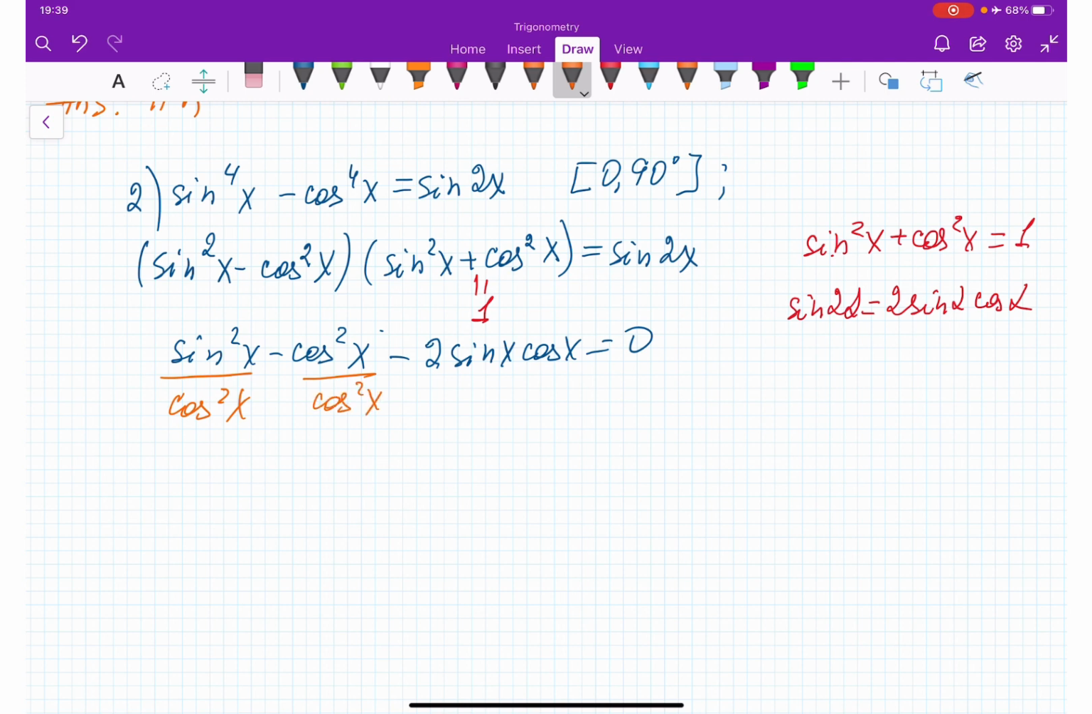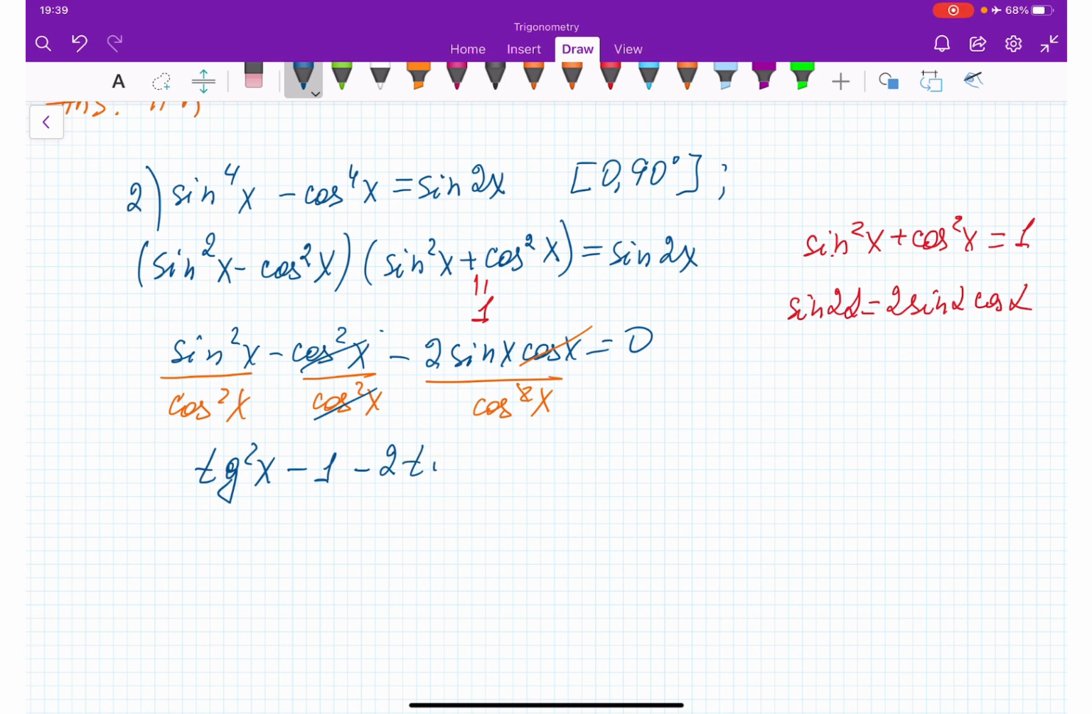Dividing by cosine square x, what do we get here? First of all, the cosine x is gone with this square, and the result, sine divided by cosine, is tangent, right? So I'm getting tangent square x. This is gone, minus 1, and minus 2 sine over cosine.